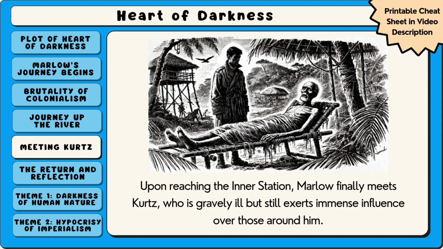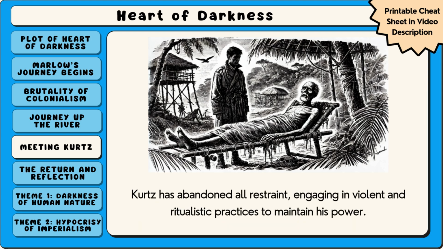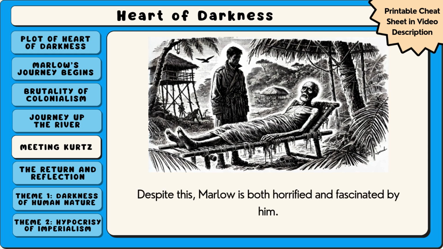Upon reaching the inner station, Marlow finally meets Kurtz, who is gravely ill but still exerts immense influence over those around him. Kurtz has abandoned all restraint, engaging in violent and ritualistic practices to maintain his power. Despite this, Marlow is both horrified and fascinated by him.